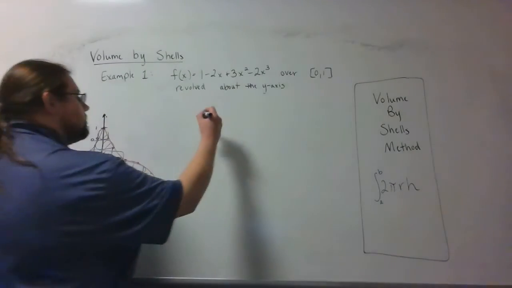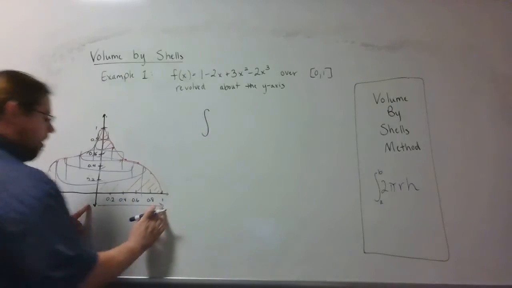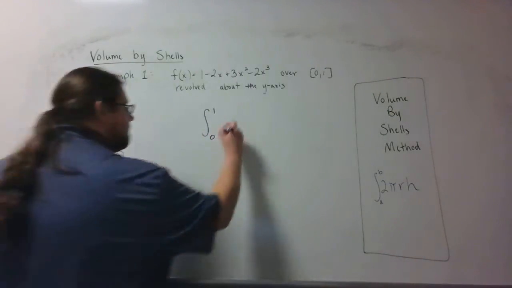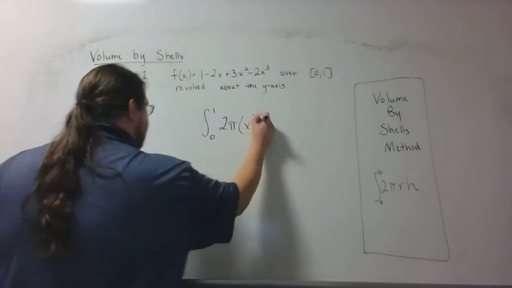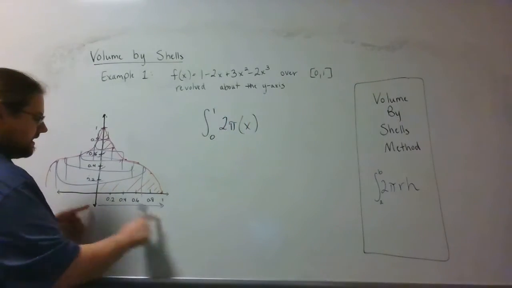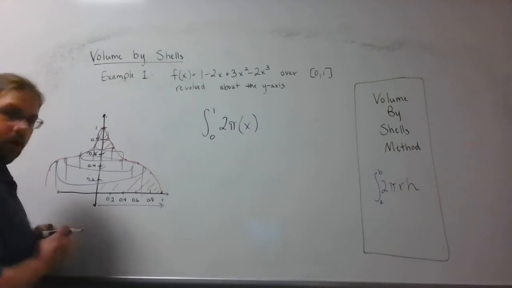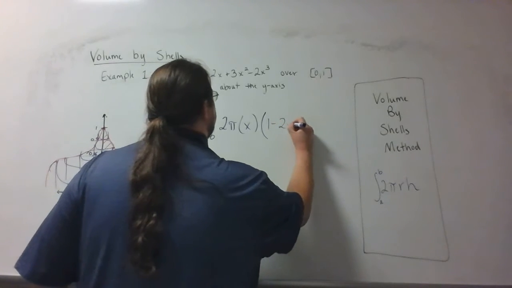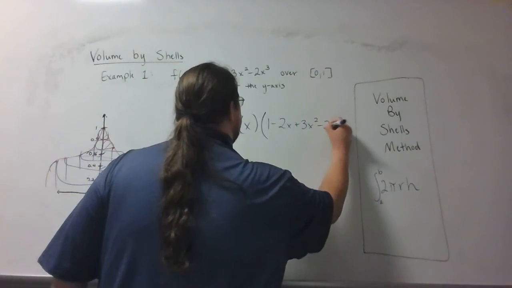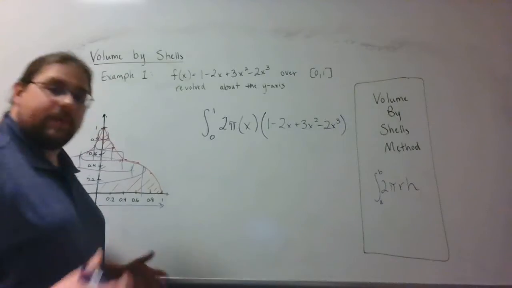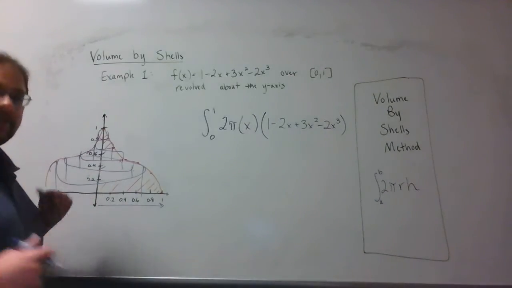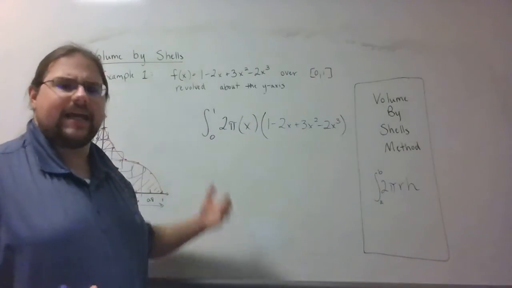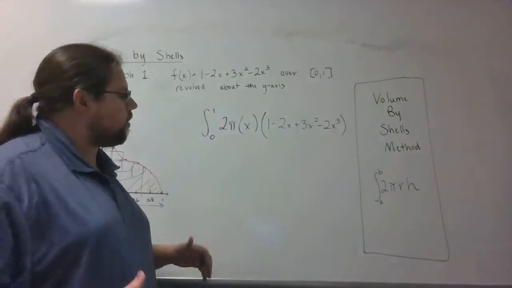So essentially I'm going to integrate along my x's from 0 to 1. The radius that I have is just plain old x, because this is how far out I need to go along the x-axis. And my height is 1 minus 2x plus 3x squared minus 2x cubed. Now again, let me repeat. This method is a lot easier than trying to turn this function into a function in terms of y and then doing the integration using disks or washers.